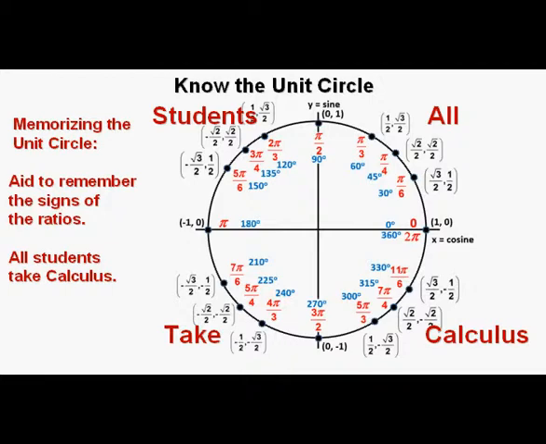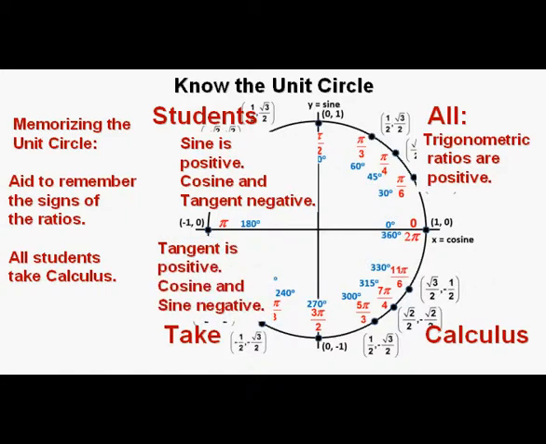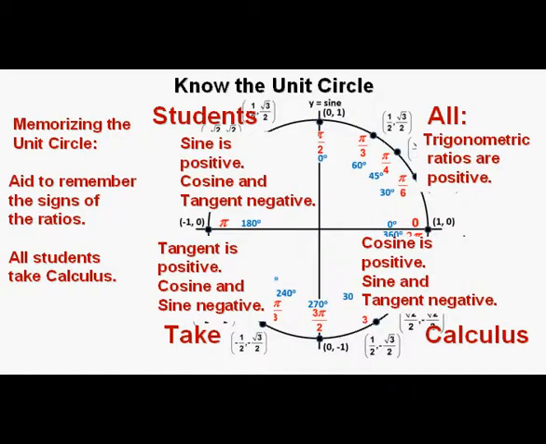This memory aid means that all trigonometric ratios in quadrant 1 are positive: sine, cosine, and tangent. In quadrant 2, students means that the ratio beginning with s, or sine, is positive, meaning that cosine and tangent will be negative. And in the third quadrant, take means that the tangent is positive while the cosine and sine are negative. In the fourth quadrant, calculus means that the ratio starting with c, cosine, is positive while the sine and tangent are negative.